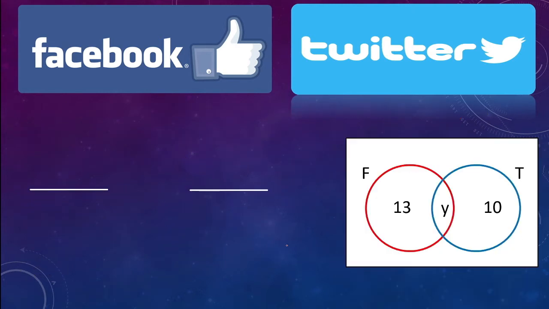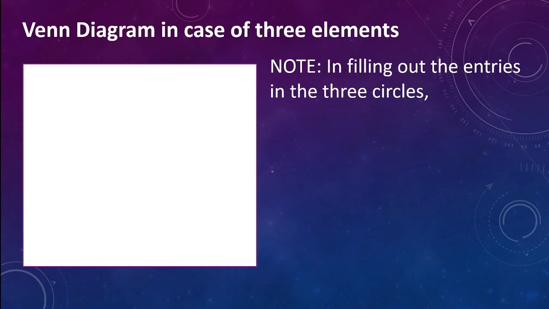Okay, so remember, we have 25 students who use this social media. We already have 13, 10, and we need to find the intersection, which is Y. So if we are going to add this one, 13 plus 10, we have 23. Now, in total, we have 25 students. So, we are just going to subtract 23 from 25. So, 25 minus 23, we have 2. So, that means the intersection here is 2, or the number of students who use both Facebook and Twitter is 2.